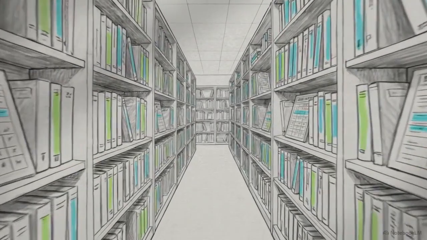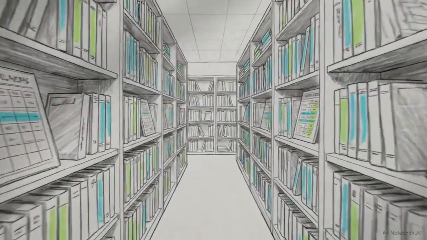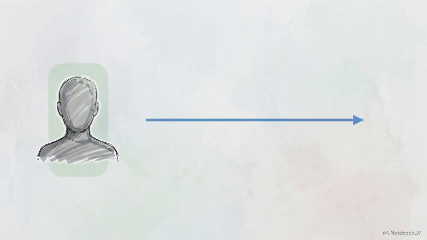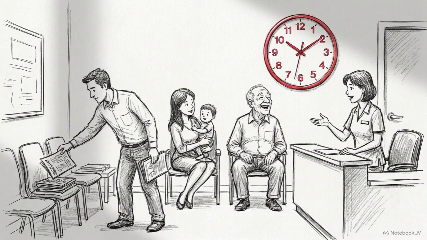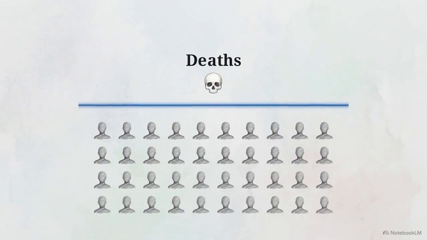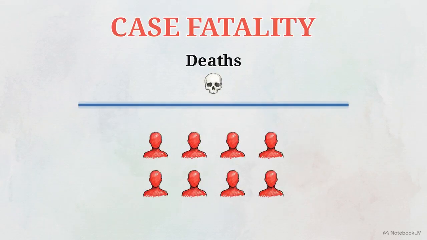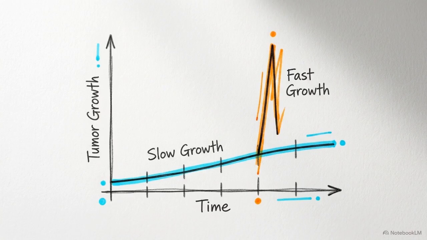To finish, let's review all the essential reflexes and mental frameworks you need for biostatistics on the exam. If grouped by disease, look for an odds ratio. If followed over time by exposure, look for relative risk. If measured at a single snapshot, it's cross-sectional. If the denominator is the population at large, it's mortality. If it's only the diseased, it's case fatality. If survival appears to lengthen but the death date is unchanged, it is lead time bias. If screening overrepresents slow-growing tumors, it is length time bias.